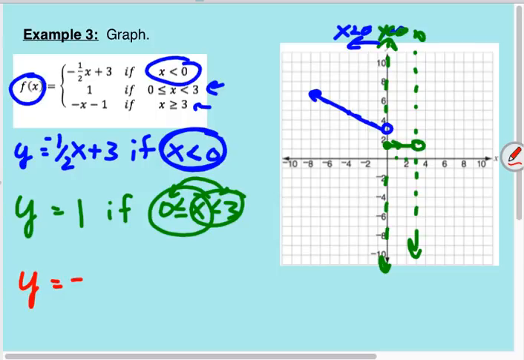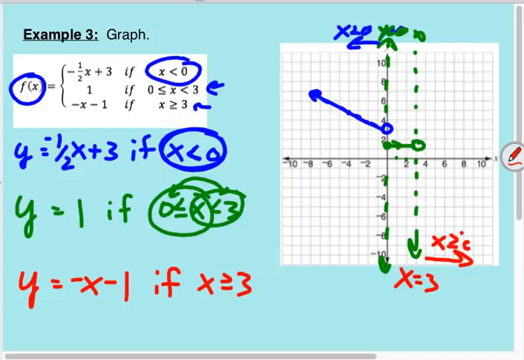Y equals negative x minus 1 if, just one constraint here, x is greater than or equal to 3. So this line right here is x equals 3. We want greater than or equal to 3, so we want to go to the right. 4, 5, and 6 are the x values that are greater than 3. So this is x is greater than or equal to 3.